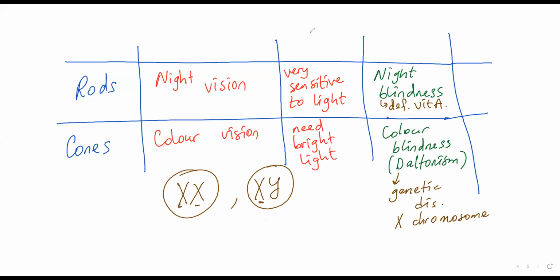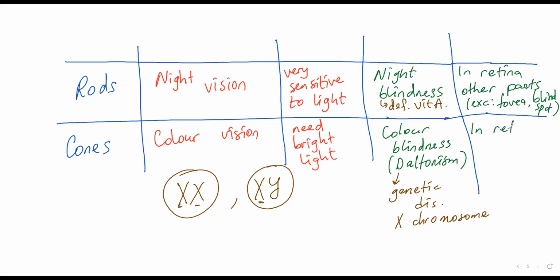And lastly, I want to write where we can find them, okay? So, rods we can find in the retina, but in which part of the retina? Other parts of the retina. I will show you other parts. We can't find them in the fovea and in the blind spot. But cones are also in the retina, but cones are only in the fovea. I will show you what the fovea is, guys.